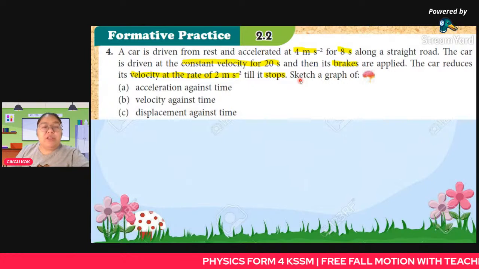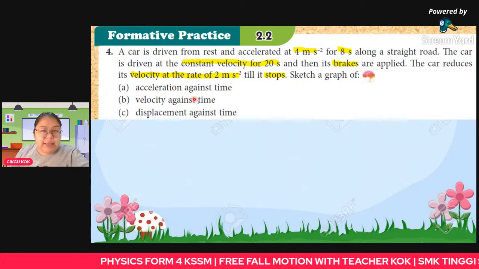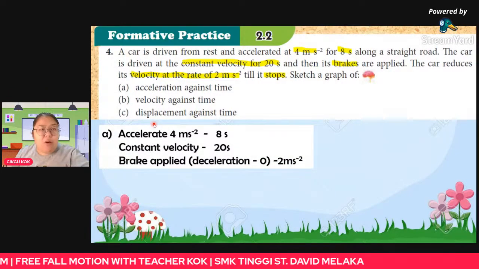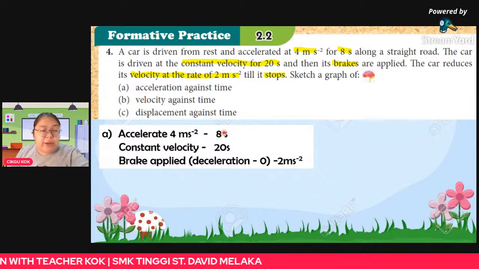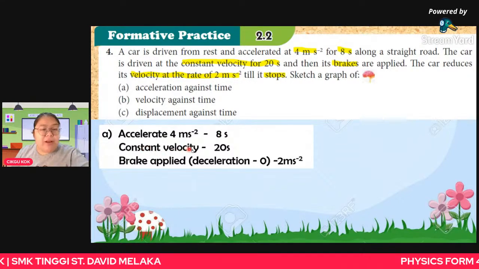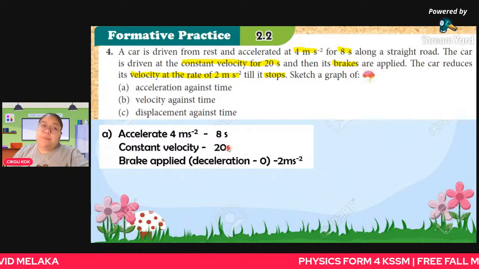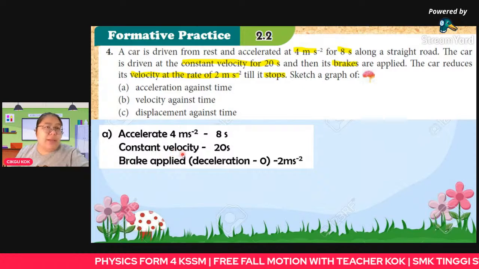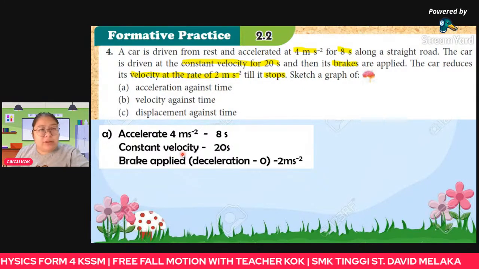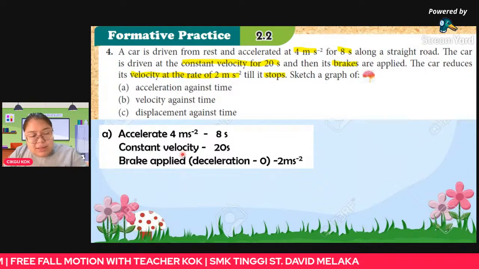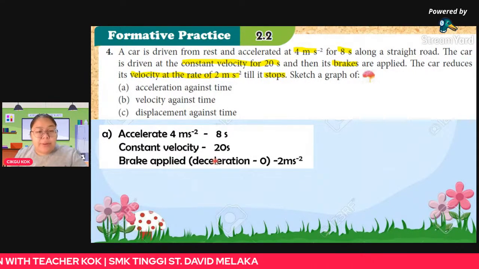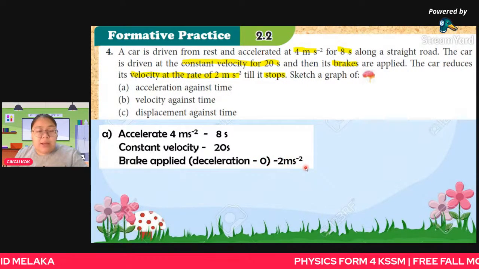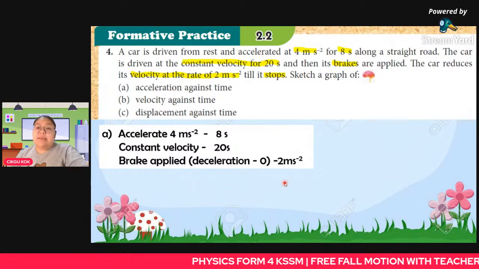First, we need to sketch the a-t graph. We get the info first. Acceleration 4 for 8 seconds. Second, constant velocity for 20 seconds. The problem is we do not know what the constant velocity is. I need to find it out, if not I cannot plot the graph, I do not know how high it is. Last, they say the brake is applied, which means deceleration until stop, so they are using negative 2 m/s squared. Okay, let's see the graph.